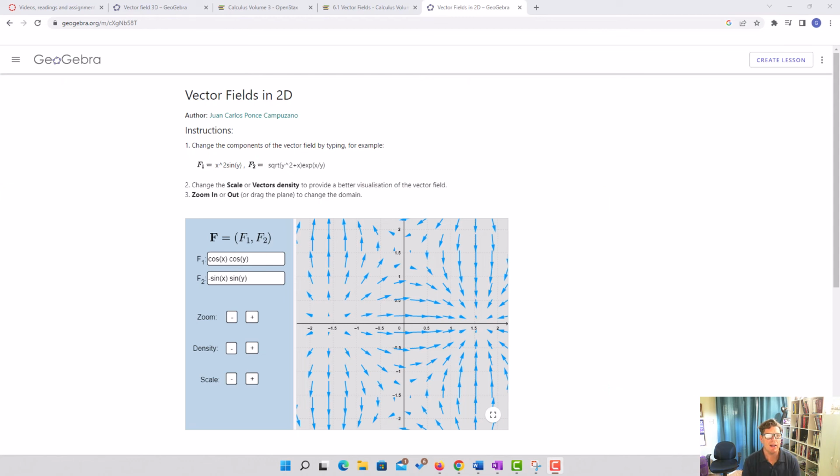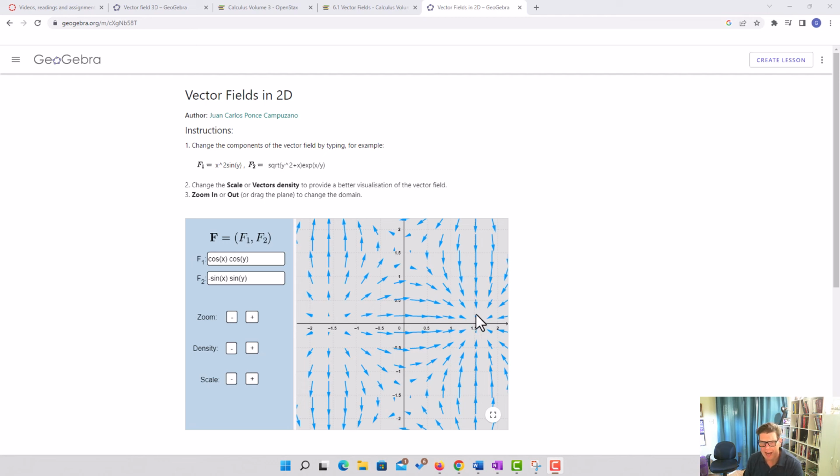What I've got here now is the conservative vector field that I drew, and just to demonstrate what exactly we're seeing here, you can see that this is going to be the rate of change for z as we change x and y, so on the xy plane.